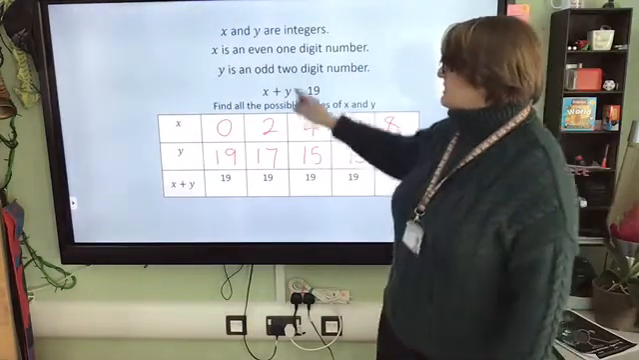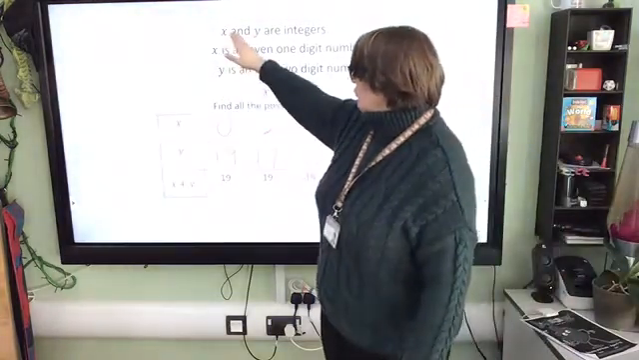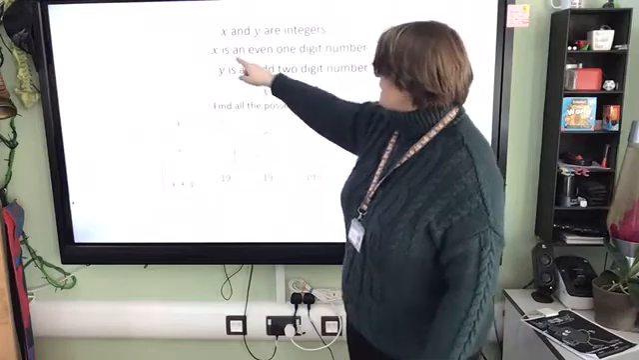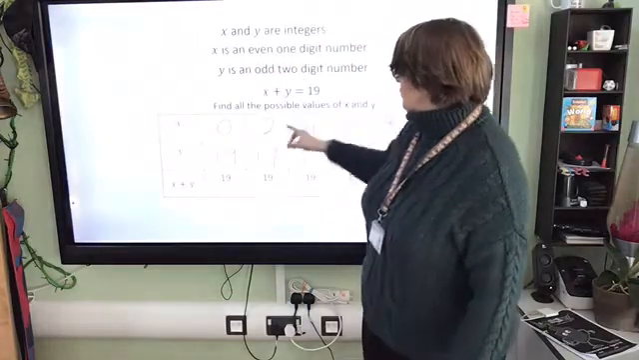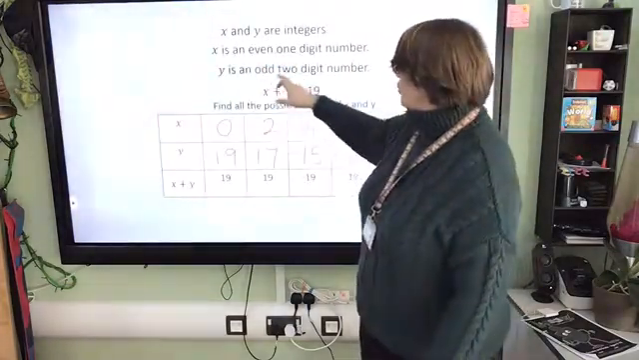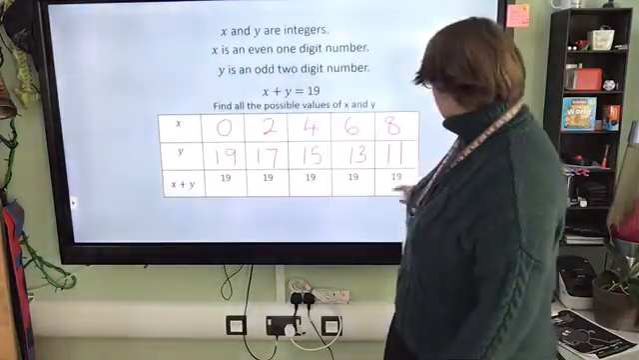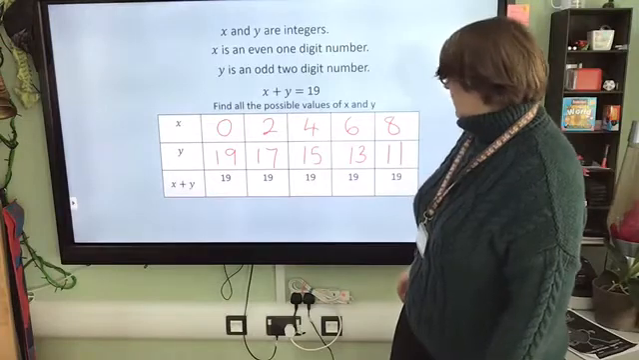And then I can check myself back and go, does it fulfill all the criteria? X and y are integers, they are positive numbers. X is an even one-digit number. Y is an odd two-digit number. And together they make 19. And I think we have found all the possible combinations.